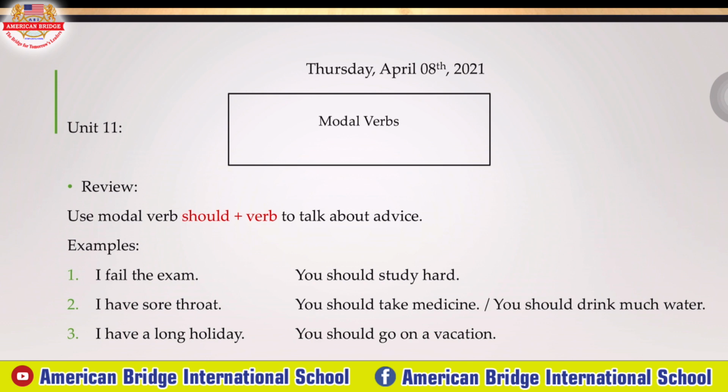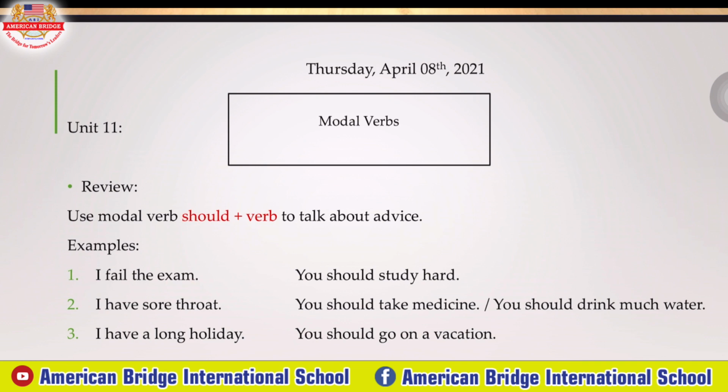In the previous video you studied about should, which we use for talking about advice. When you want to give advice to someone, you can use the word should. So as we know, we use the modal verb should plus verb to talk about advice. Let's see some examples below.